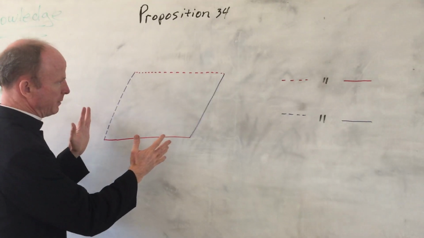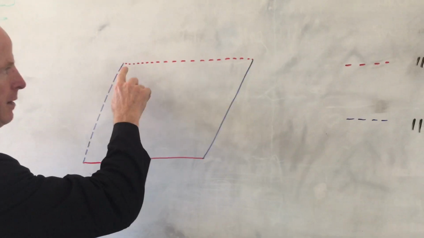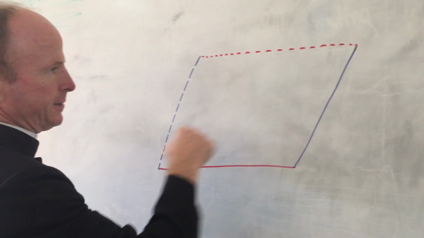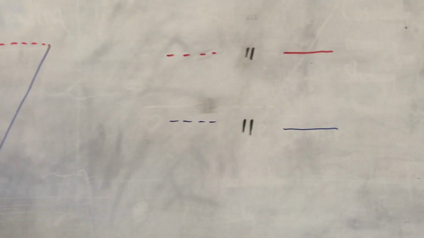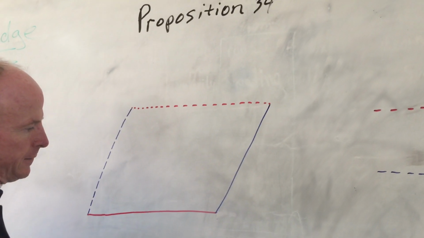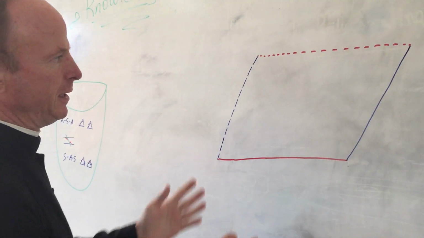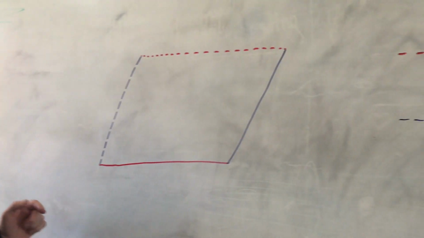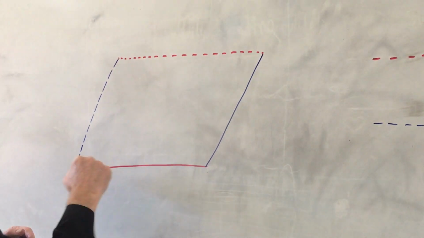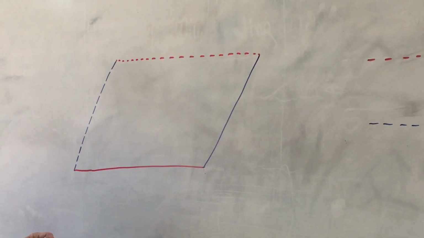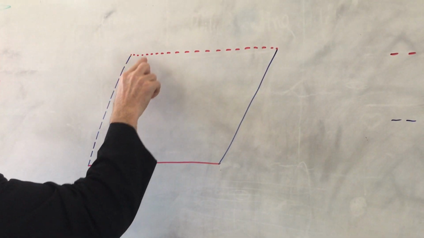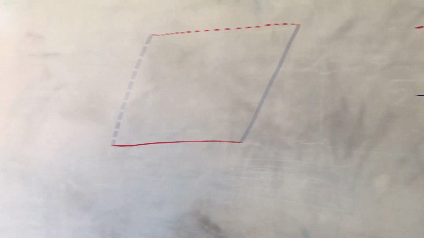Here we have a parallelogramic figure. It's given that this and this are parallel, and this and this are parallel. That's what you mean by a parallelogramic figure, where the opposite sides are parallel. Thus it is required to prove that the opposite sides are equal, this being equal to this, and this being equal to this, and the opposite angles are equal, this angle being equal to this angle, and this angle being equal to this angle. Let's get started.